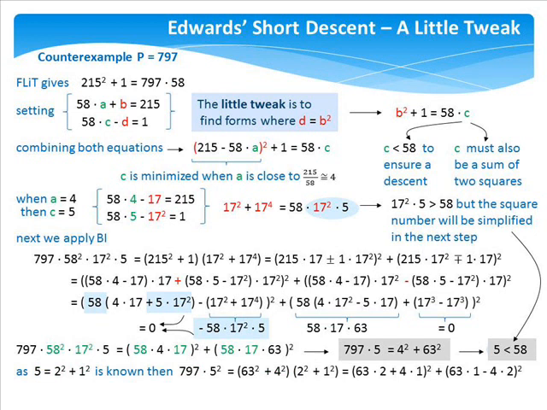As 5 is easily decomposed as 2 squared plus 1, then we apply Brahmagupta's identity again. And we can divide all terms by 5 squared, thus reaching the solution: 797 equals 26 squared plus 11 squared.